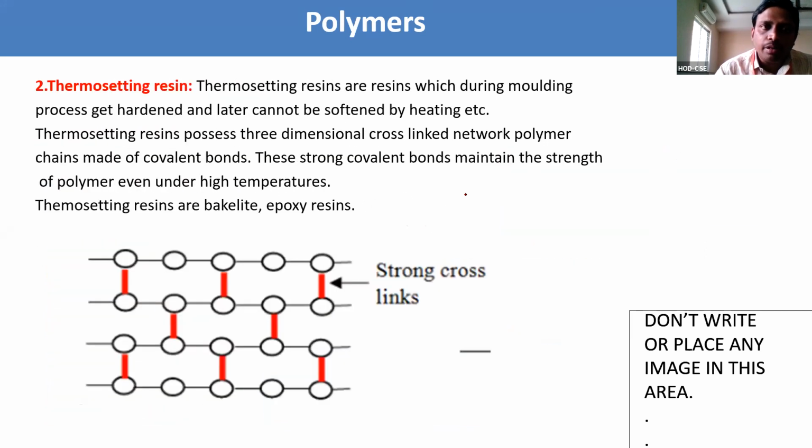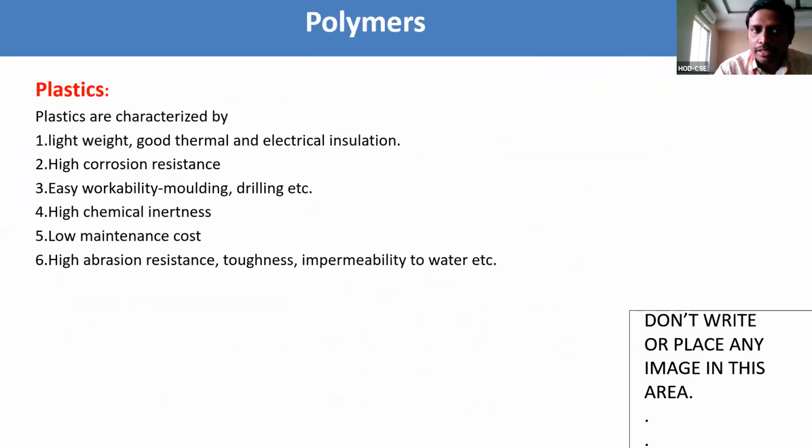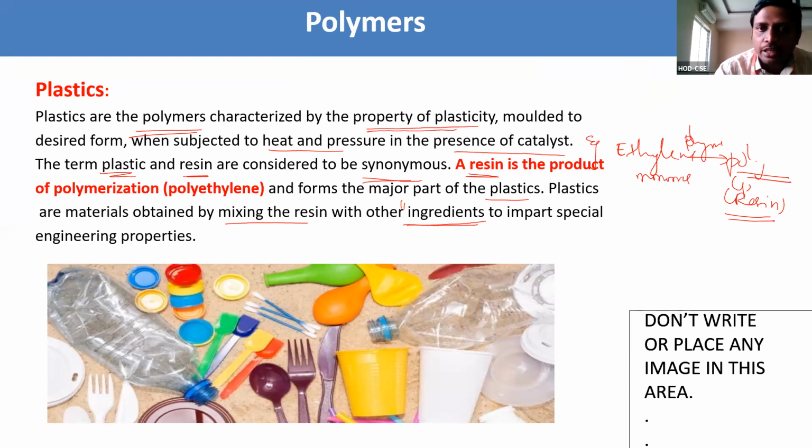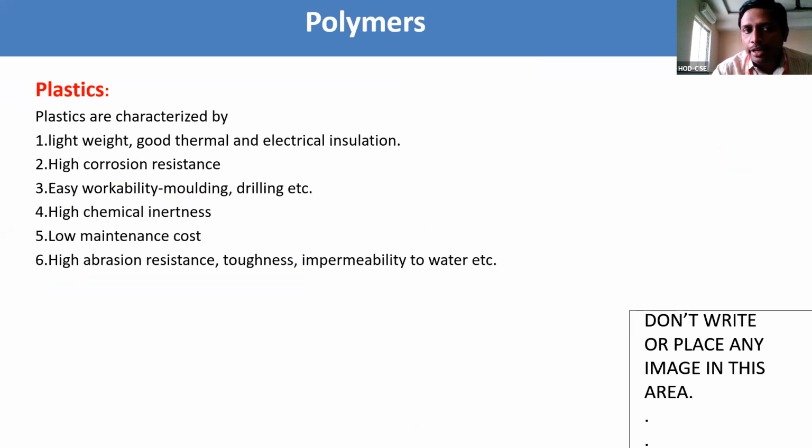In the preparation of resins, we use different ingredients. We'll see what ingredients are required for plastics in order to mold them into a desired shape. Plastics are nothing but polymers characterized by the property of plasticity, molded to whatever form you want, when subjected to heat and pressure in the presence of catalyst. The major part of the plastic is the resin, and plastics are obtained by mixing the resin with other ingredients to impart special engineering properties to the plastics.